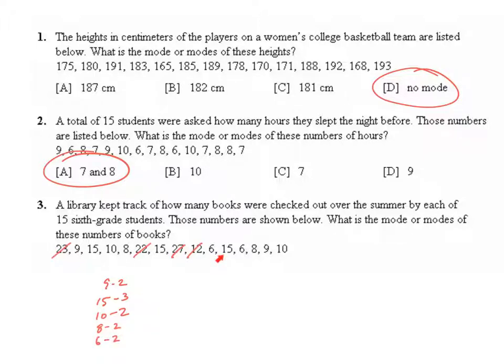15, I've already checked. 6, I've already checked. 8, 9, and 10, I've already checked. So let's make sure I've checked everybody. So I have 2, 4, 6, 8, 9, 10, 11, 12, 13, 14, 15 students. So I did make sure that I checked all of my students. The mode of the number of books checked out, the most frequently occurring number, was 15 books.